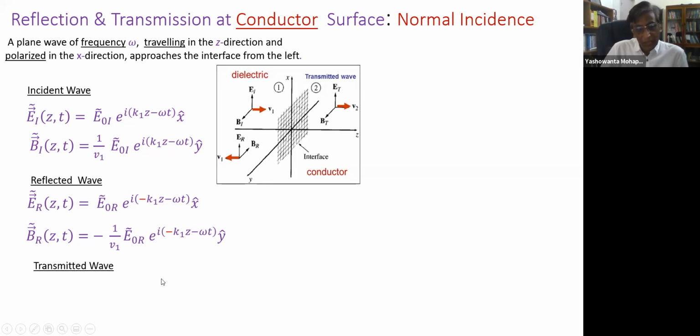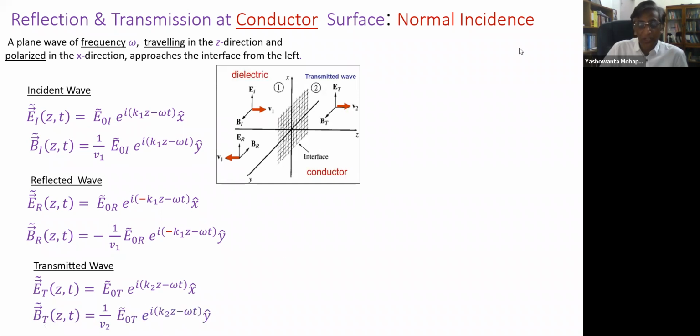So what is the transmitted wave? Again, it's all seen here. By seeing the figure itself, you can write it down. E_T(z,t), the magnitude. Now it's in the second medium, so I'll write down k2 z, and it's likely to become complex later. Okay, so B_T(z,t) is 1 by v2 E naught T e to the power i(k2 z minus omega t). So in the left medium is k1 and the right medium is k2. This is the solution that I will try.